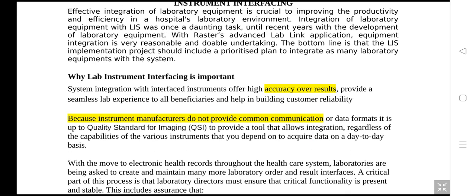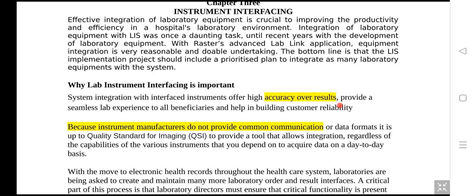I want to move on to interfacing, because I've just mentioned the kind of equipment we're talking about. There are three types: dumb, smart, and bidirectional. These equipment are supposed to hand over results. With the first one, the dumb terminal, a lab technician has to feed the data into the system. The smart and the bidirectional equipment can easily pass results over to the information system. Now, instrument interfacing.